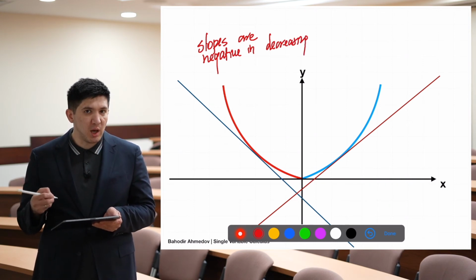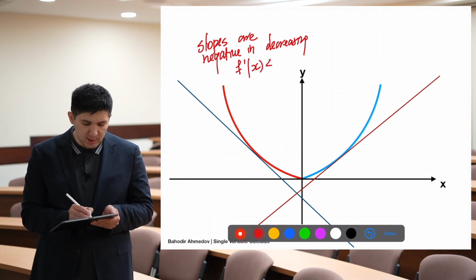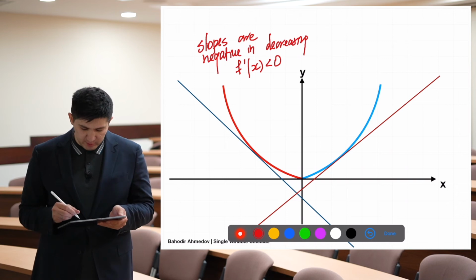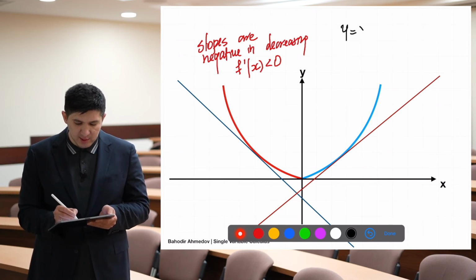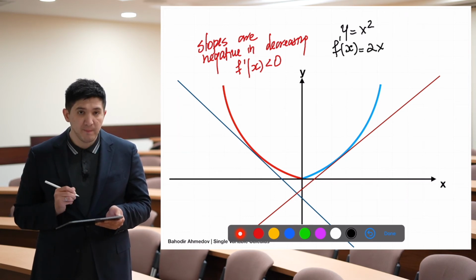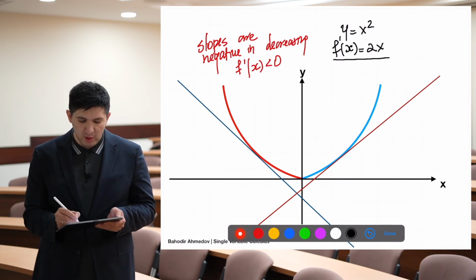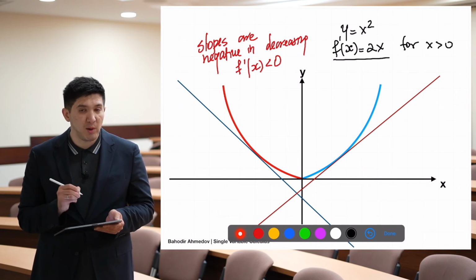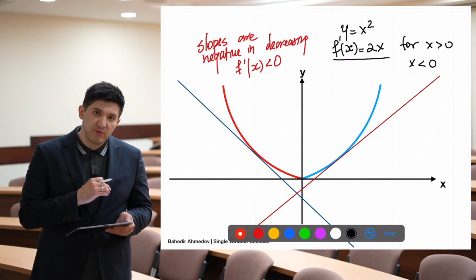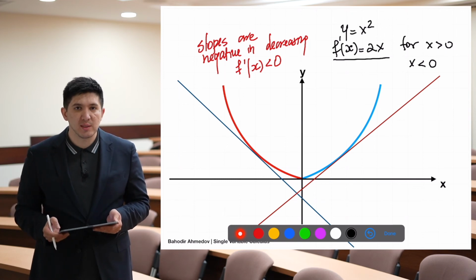So the slope of the tangent line, if you remember, is the derivative of the function, right? So that is why f prime of x is smaller than 0 in decreasing regions. We can quickly check this for this function, because this function is y equals x squared. The derivative of this function is equal to 2x, right? And it's clear that this derivative is positive for x more than 0, and negative for x less than 0. So if x is more than 0, then the function is increasing. If x is less than 0, the function is decreasing.